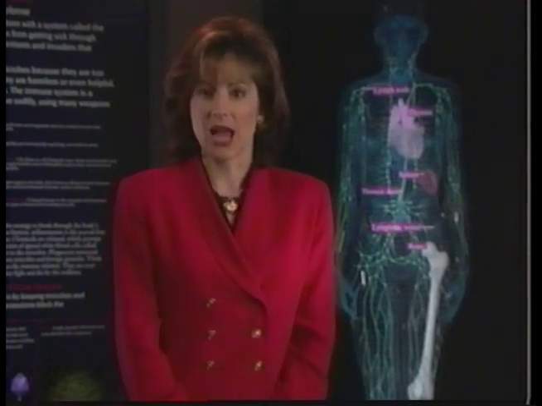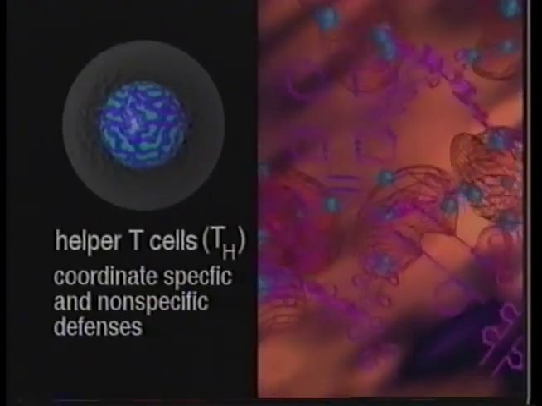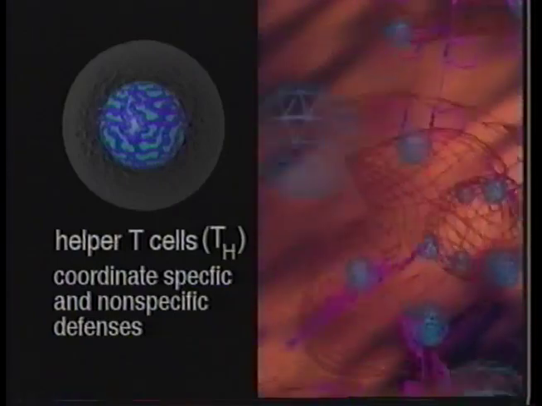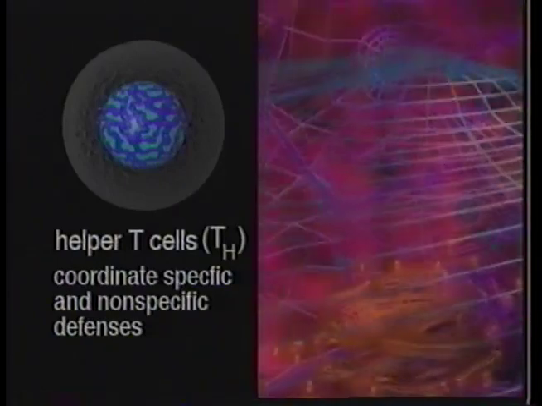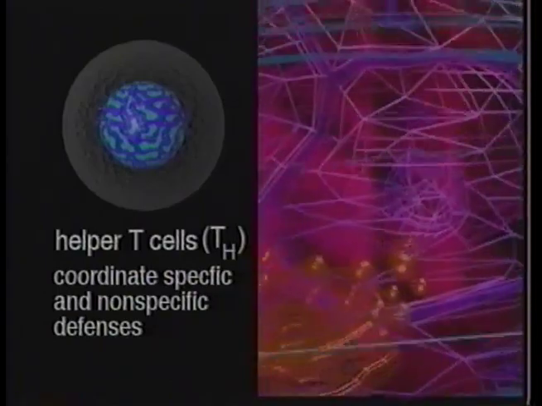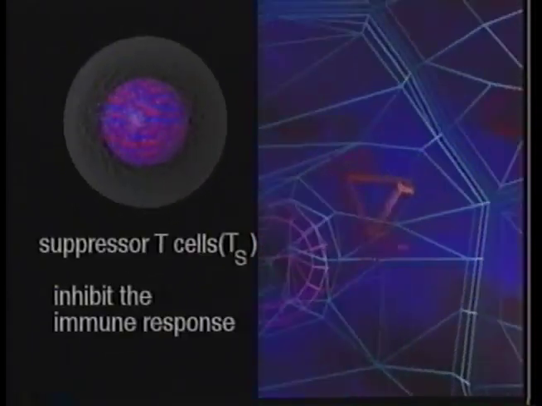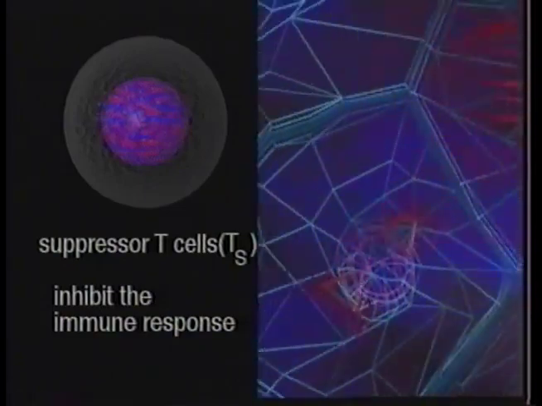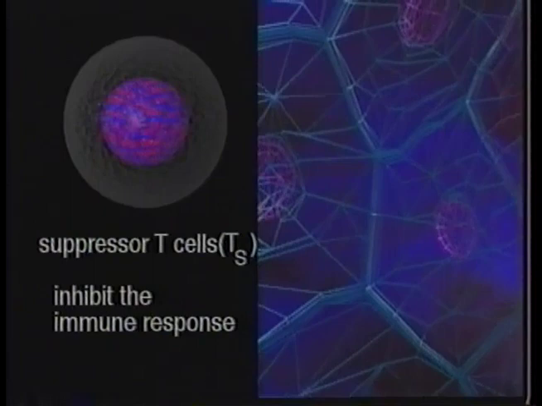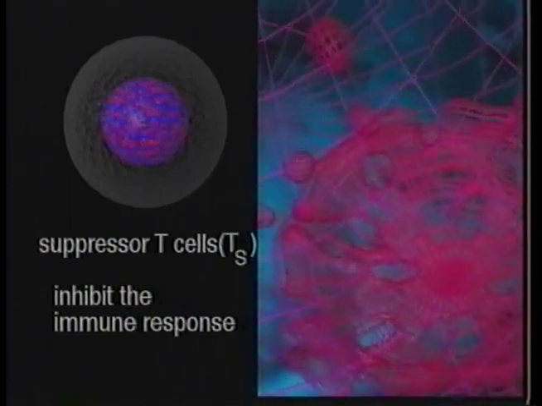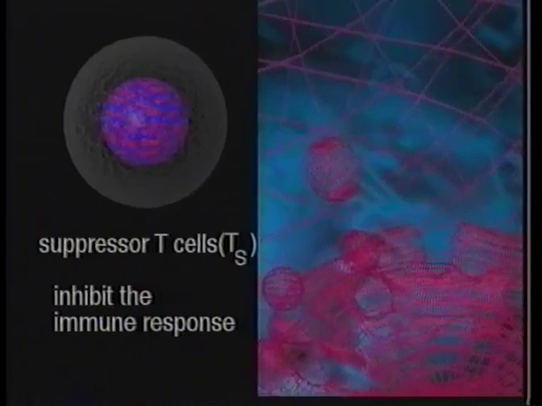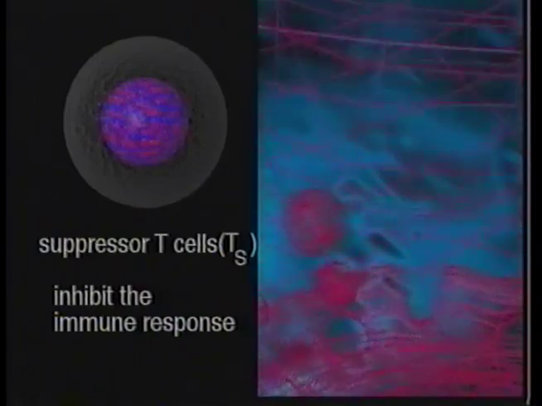There are two major types of regulatory T cells: helper T cells and suppressor T cells. Helper T cells coordinate specific and non-specific defenses, in large part by releasing chemicals that stimulate T cell and B cell growth and differentiation. Suppressor T cells inhibit the immune response so that it ends when the infection has been controlled, whereas the number of helper T cells increases almost at once. The number of suppressor T cells increases slowly, allowing time for an effective first response.